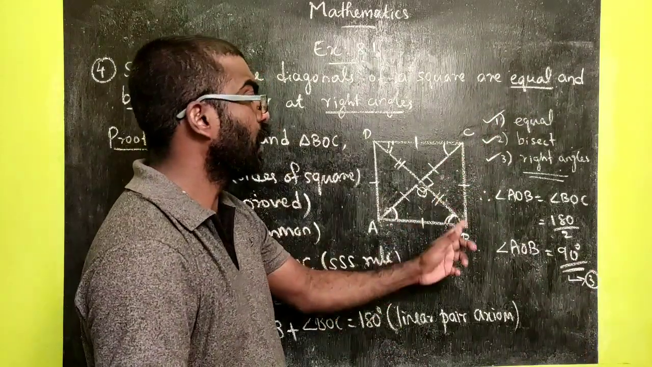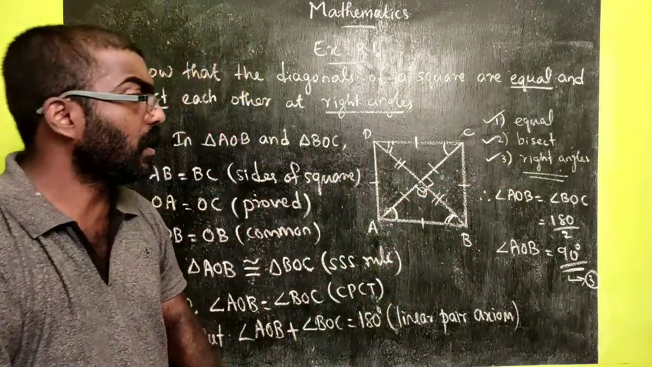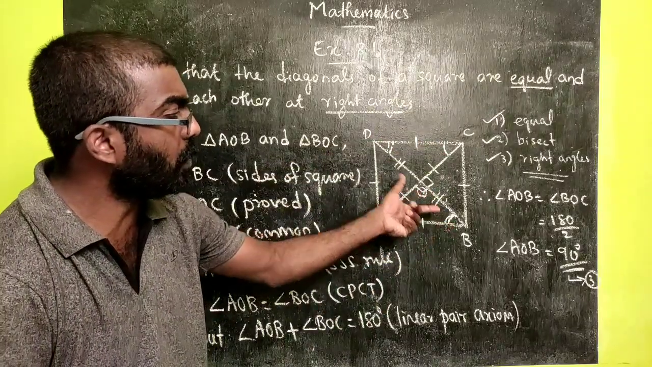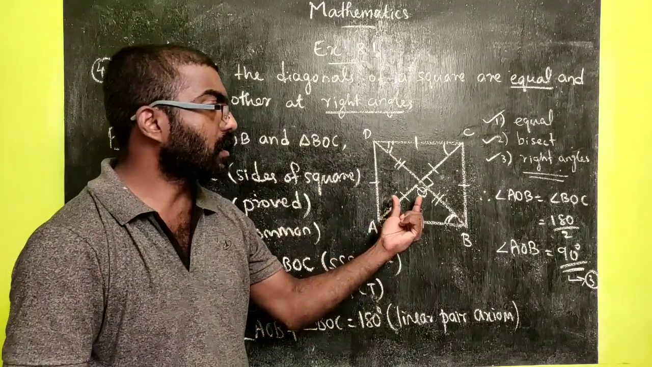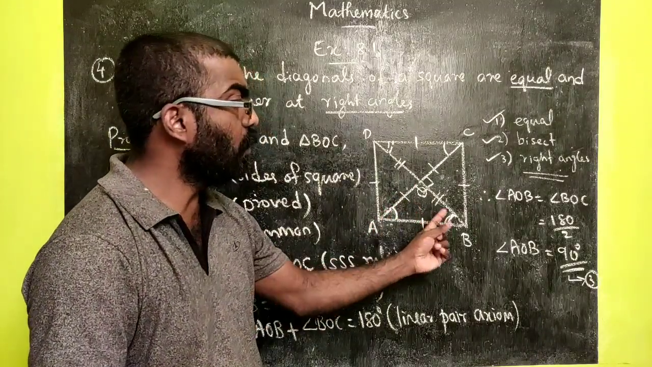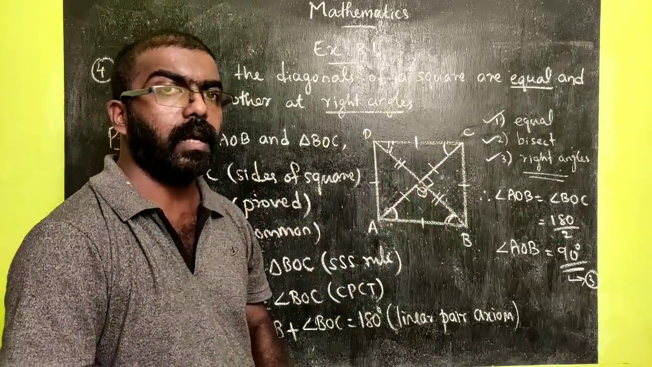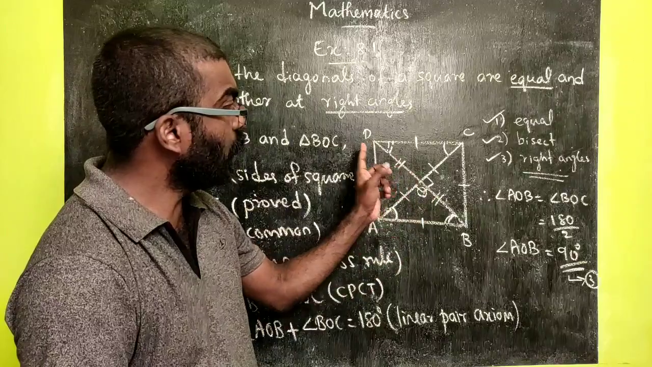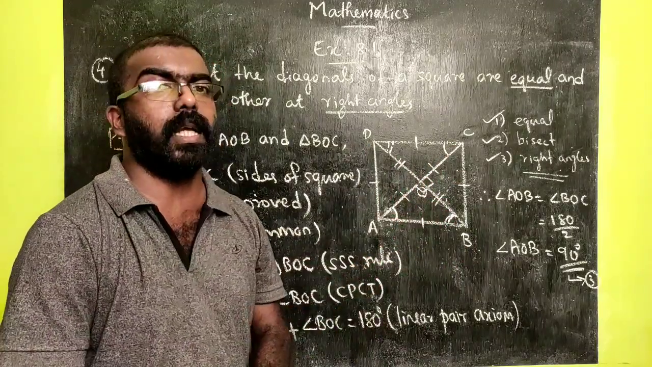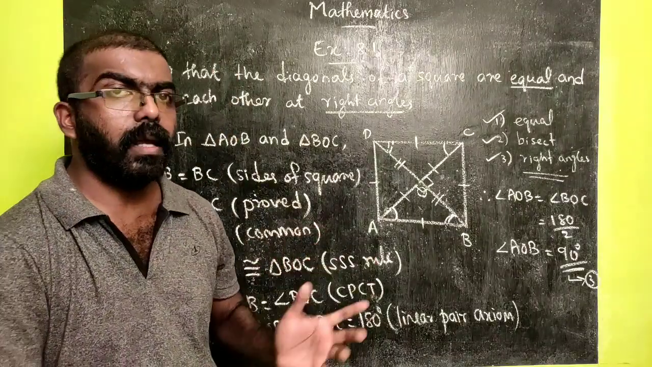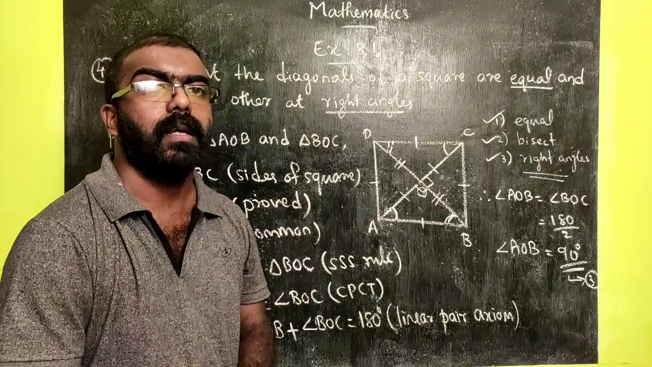Diagonals are equal, AC equal to BD. And in the second equation we got bisect each other, that is OA equal to OC and OB equal to OD. And in the third part we get the diagonals cut at right angles. Angle AOB 90 degree, BOC also 90. COD and AOB are vertically opposite angles, both are equal. And here AOD and BOC are vertically opposite angles, both are equal. Otherwise we can apply linear pair axiom. Anyway, we got the values as 90 degree.